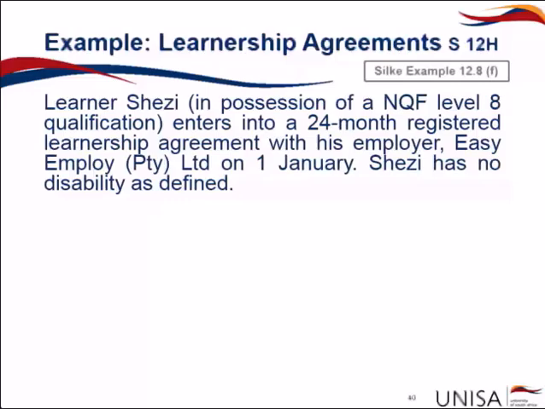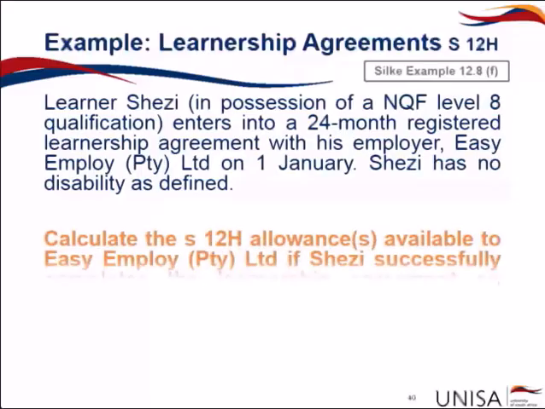A learner, Shezi, who is in possession of an NQF Level 8 qualification, enters into a 24-month registered learnership agreement with his employer, Easy Employ Pty Limited, on the 1st of January. Shezi has no disability as defined.